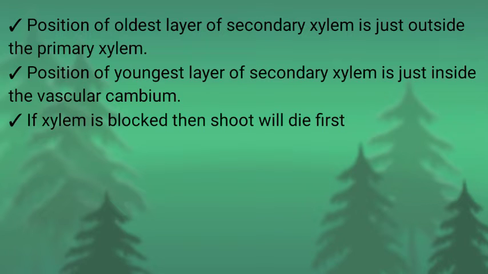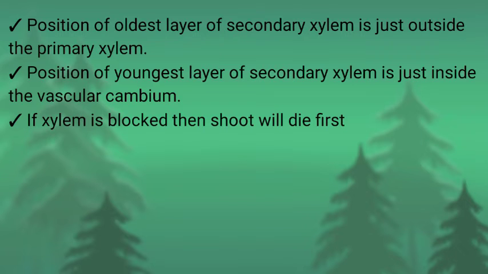If xylem is blocked, then the shoot will die first. Now coming to xylem, the oldest xylem or primary-side secondary xylem is just outside the primary xylem. The position of the youngest xylem is just inside the vascular cambium. If xylem is blocked, then the shoot will die first. These key points are very important from the exam point of view.